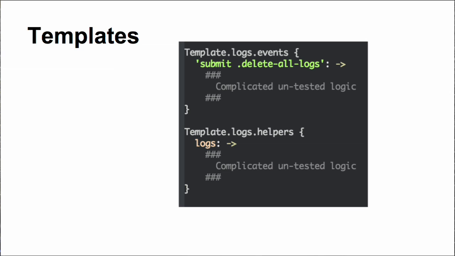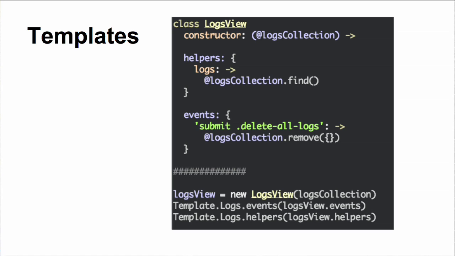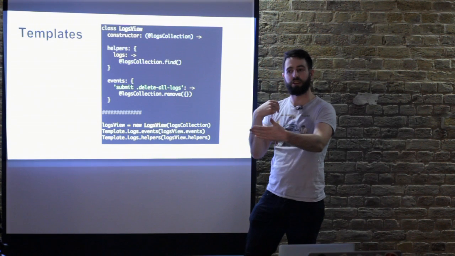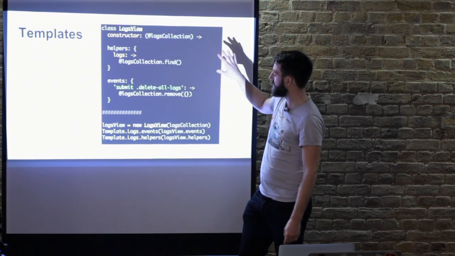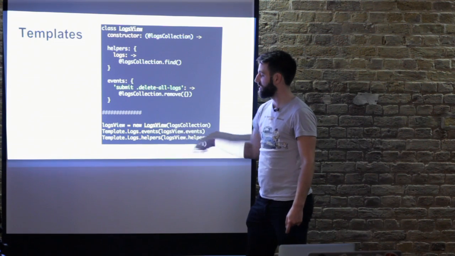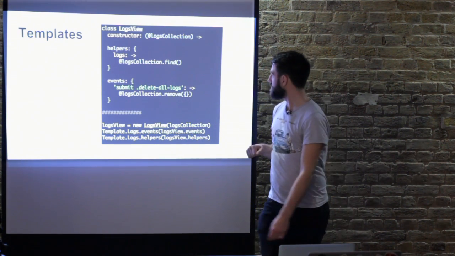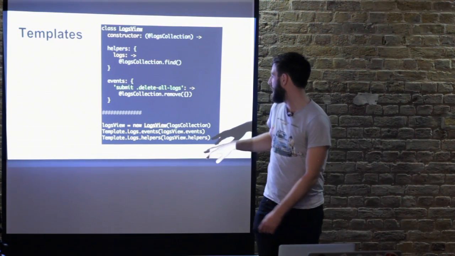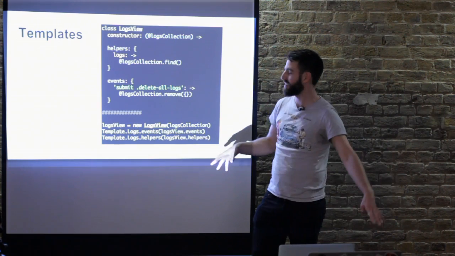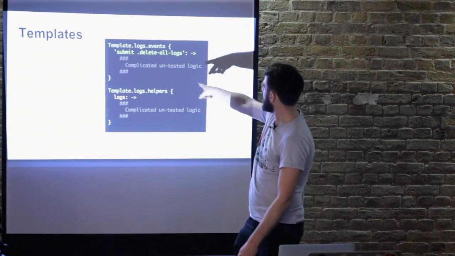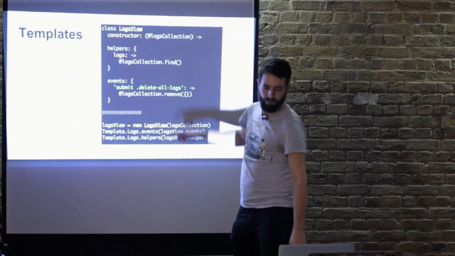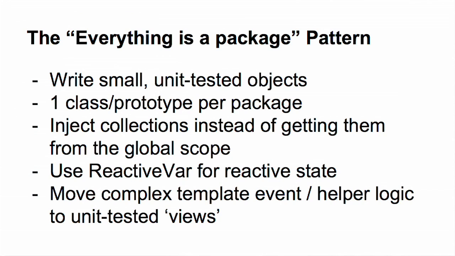So an easy way to test this is to create views. These basically just have a helpers method and an events method, and this can be easily unit tested. It can easily be a package. You just inject your dependencies with Tinytest, put stuff in, make sure that the methods return the right things. And then you require the package in your project, and you just tie it all together like this. Cool. And that means that you're increasing the surface area of code that is unit tested, because it's really hard to test that thing, but it's much easier to test this. So put your complex template event helper logic into unit tested views.